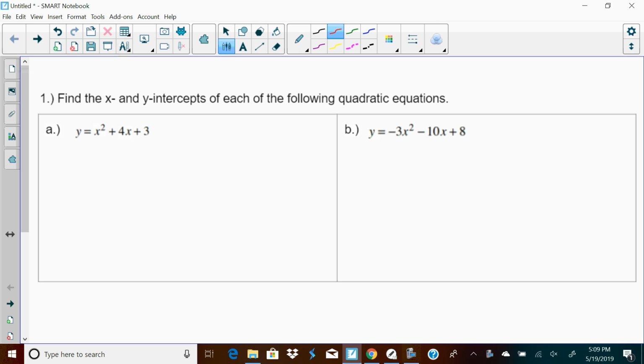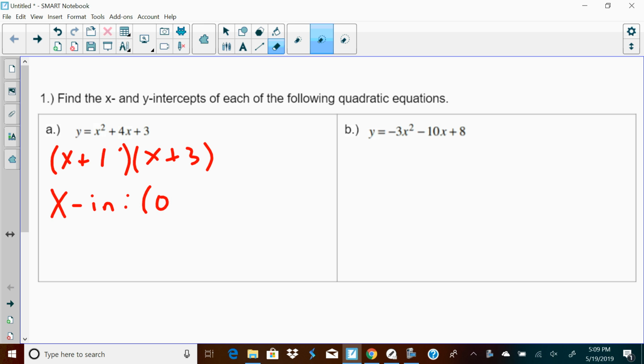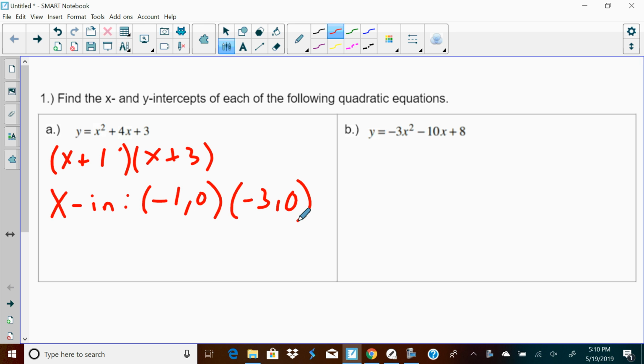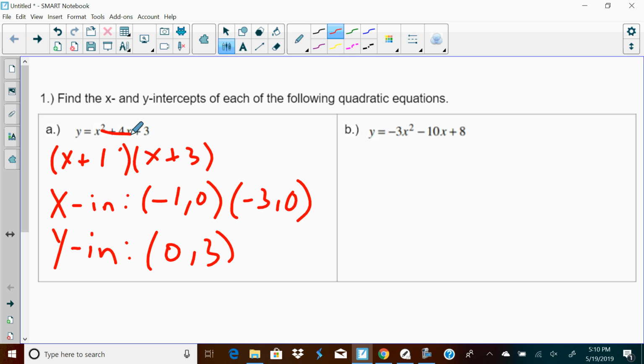Okay. Find the x and the y intercepts with the following. One way to do it would be to factor. So for the first one, I can factor it into x plus 1, x plus 3, which would give me the x-intercepts as (-1, 0) and (-3, 0). And then the y-intercept, I just find by plugging in 0 for x, so it would be 3. So it would be (0, 3), because all this would turn to 0, I'd be left with 3.